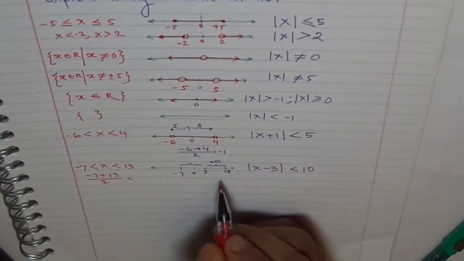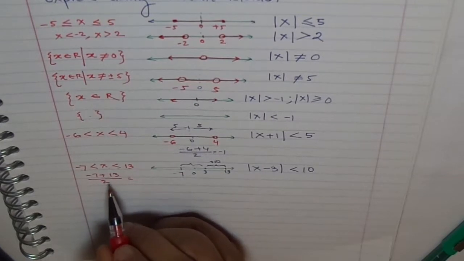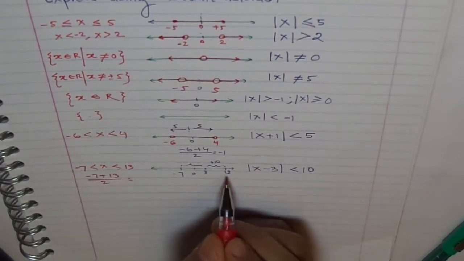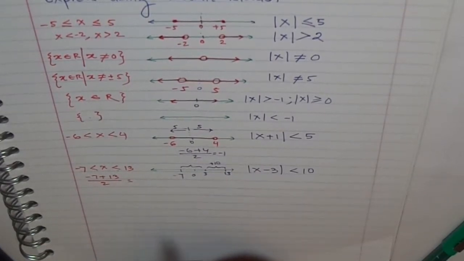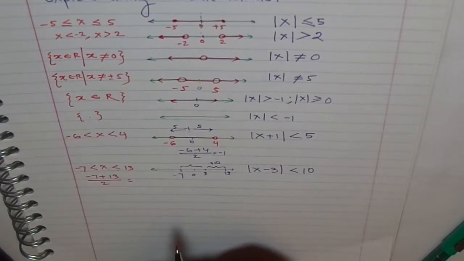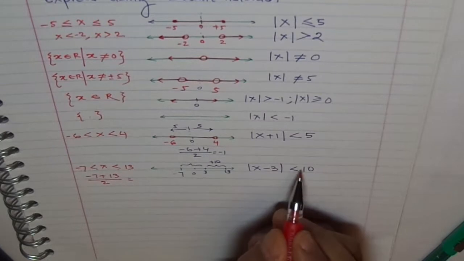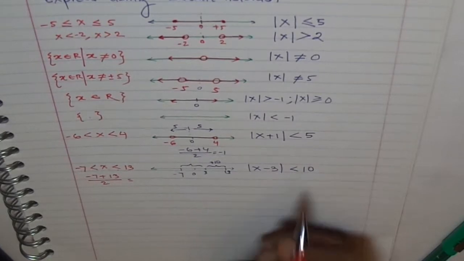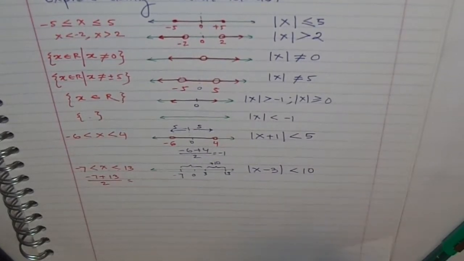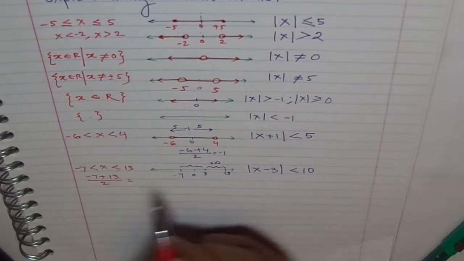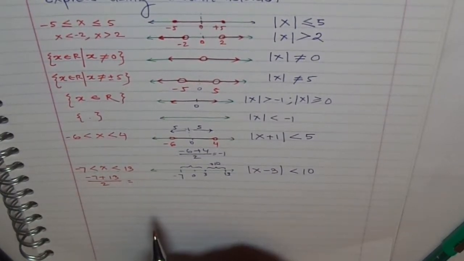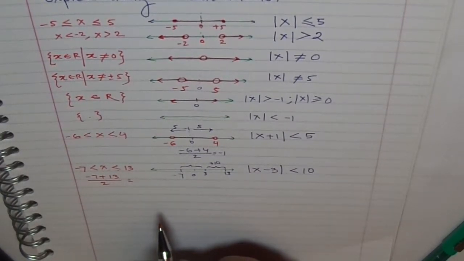And after the center point, see how far we are from 13 or minus 7. Do you understand? So you move 3 units away, and then you want to be within a 10 unit region. So you get this. Does it make sense to you? I guess it does.